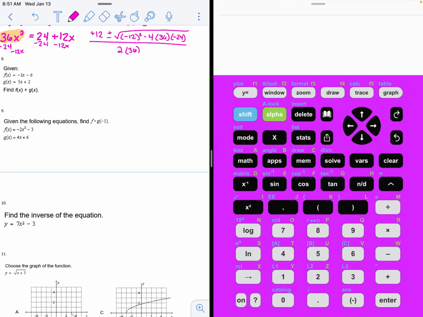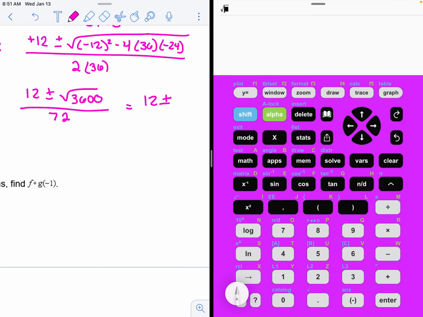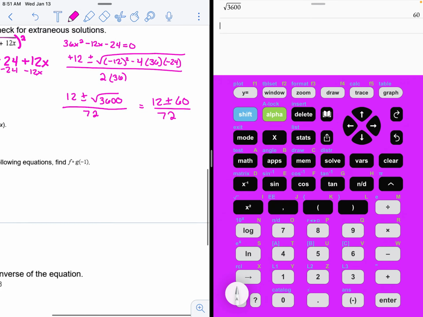All right. And now it's time for me to type this stuff in from my quadratic formula. Let's see. So I'm going to do negative 12 squared minus 4 times 36 times negative 24. Make sure you use parentheses around your negatives. So that is 12 plus or minus the square root of 3,600. That is a perfect square, which is really nice. So it's 12 plus or minus 60 over 72.